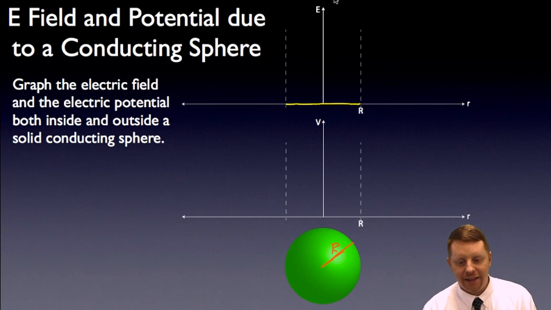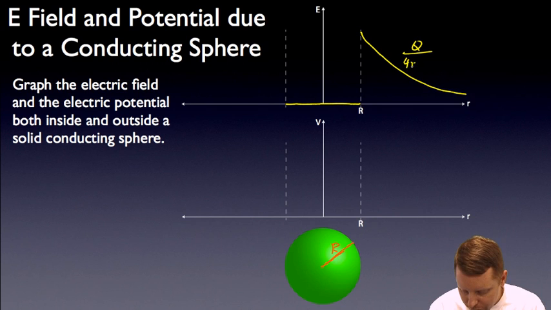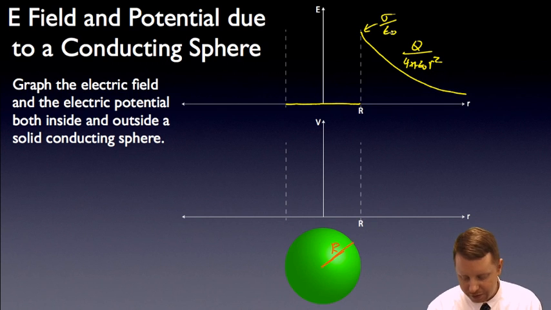And outside that, we've already done this many, many times. We know that we have this sort of shape where it's Q over 4 pi epsilon naught R squared. And that point there is sigma over epsilon naught. And at that point, the electric field, of course, is perpendicular to the surface. Electric field, sigma over epsilon naught, and then it falls off as Q over 4 pi epsilon naught R squared. And the other side, of course, symmetric.